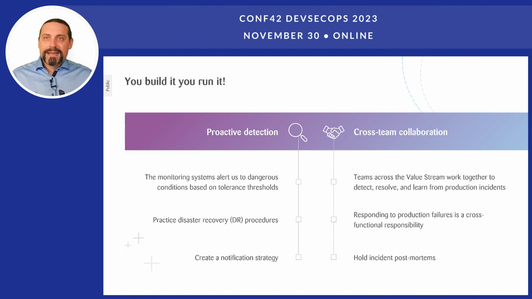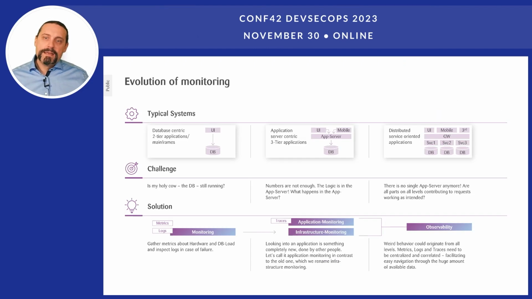We want the team to own production, so that we can work across the value stream, and that we together respond to production failures and also hold incident post-mortems. Now, the monitoring. I already mentioned that.